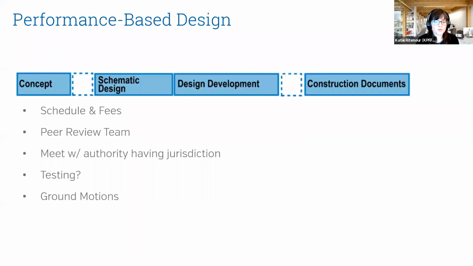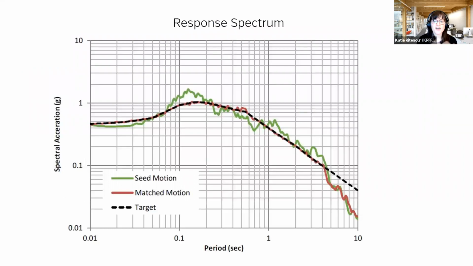Next, you will need to get ground motions, and this is what we will use in our structural models to replicate the earthquakes. The geotechnical engineer, as part of the design team, will be able to provide this information. And what we start with is a response spectrum. And this is an example of a response spectrum for a performance-based design project.